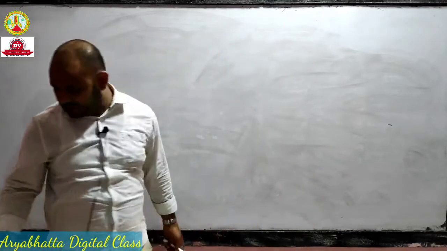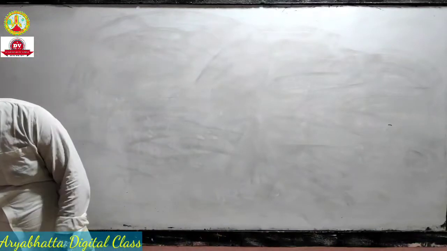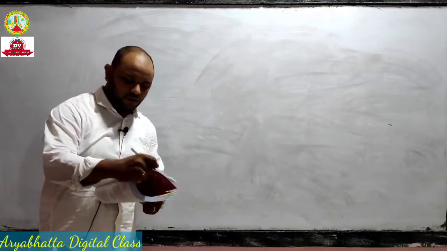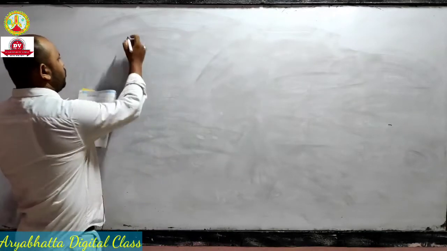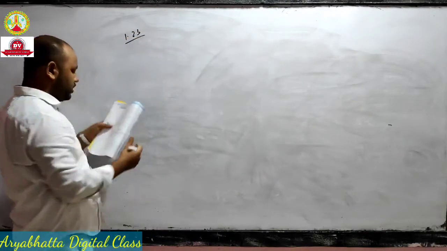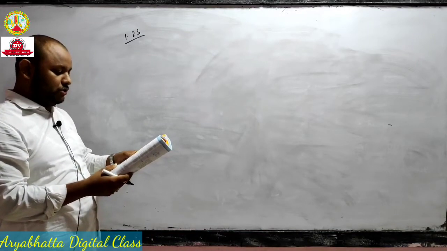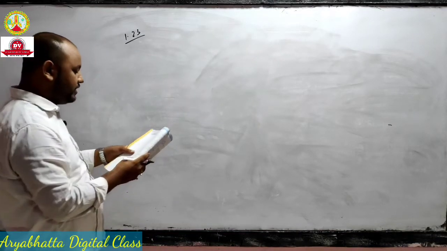So there is a question in the exercise. The question number is 1.23. Here the question is: an infinite line source produces a field.